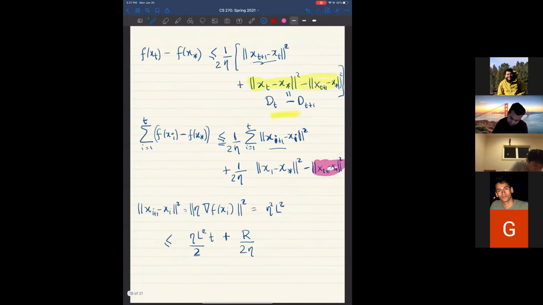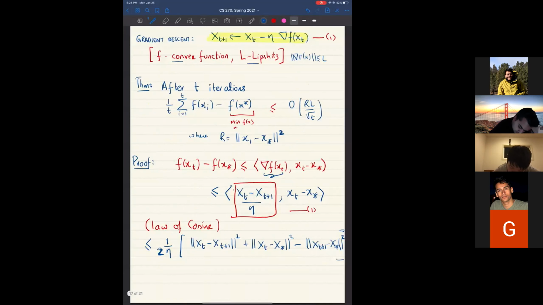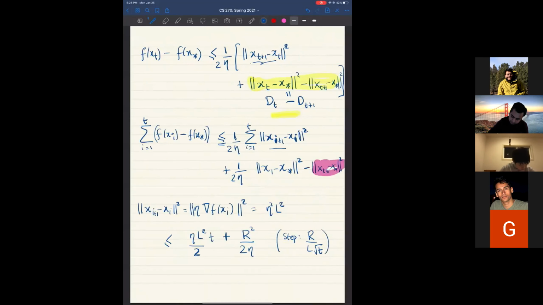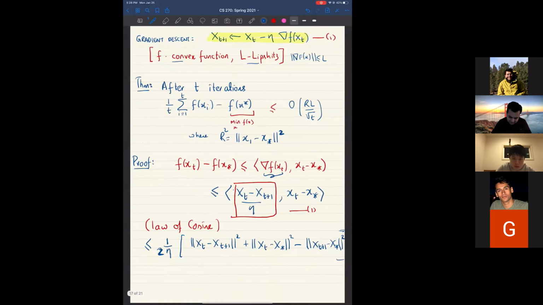Then you just solve for the best value of eta, right? You pick the step size eta to be the one that minimizes this. So I think you pick r over L square root t. Actually, let me use r squared. Yeah, I think this is good. So then you get this to be RL over root t. Okay, that's it. So that's the theorem.